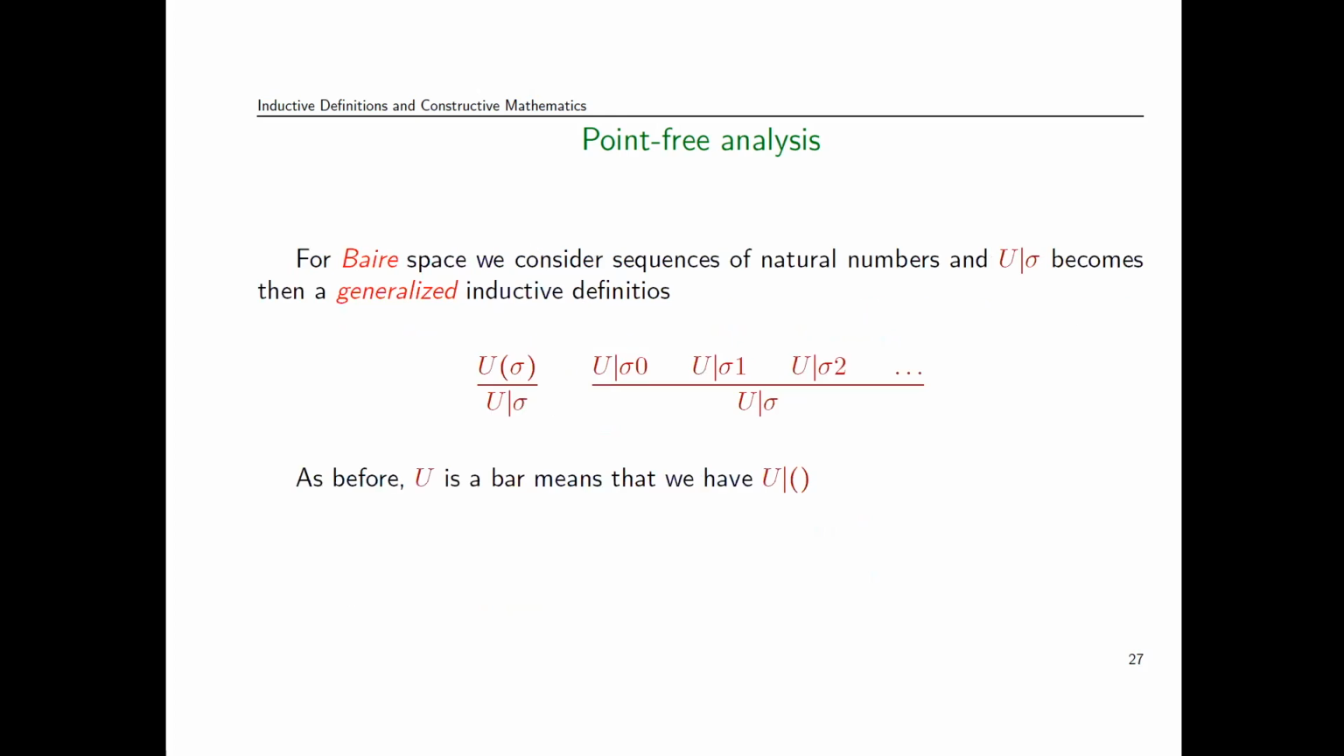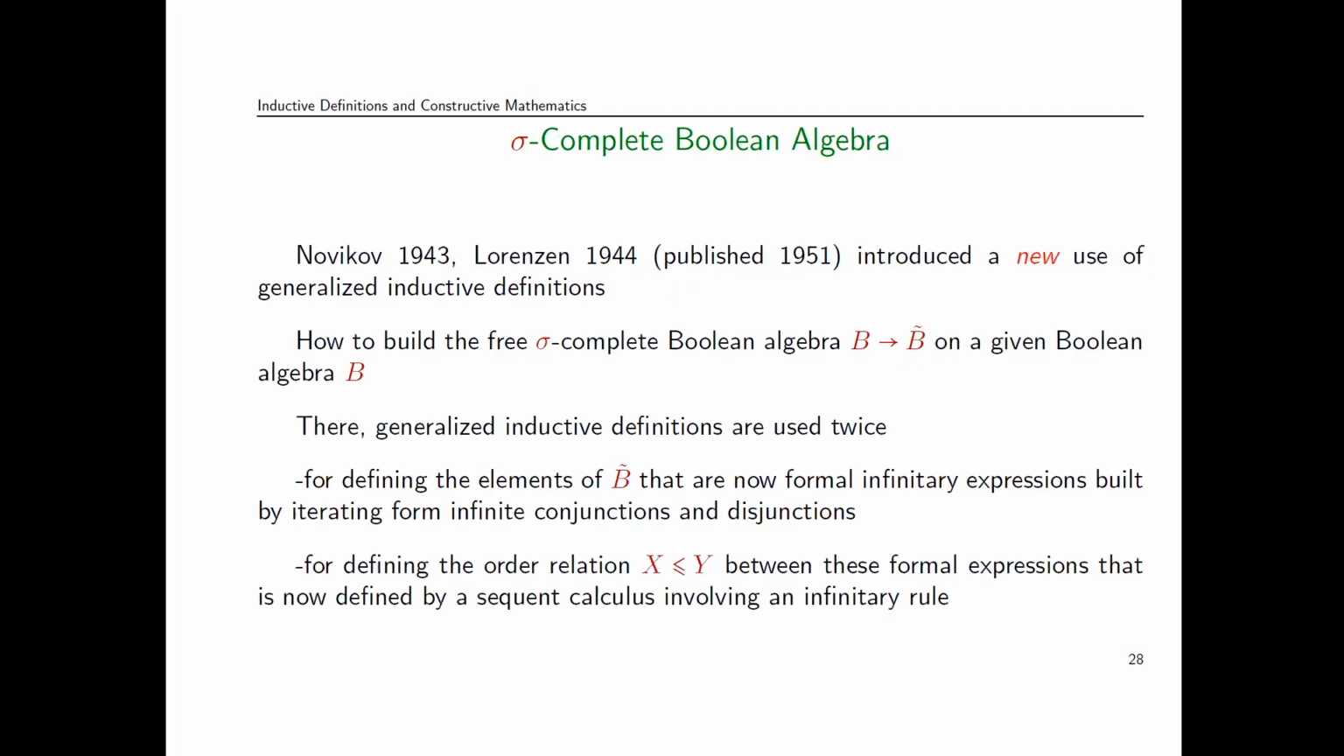And for Baire space, there we have generalized inductive definitions. So the definition of being a bar now is this infinitary definition. So now you have a tree. The proof of U bar sigma is a tree, but which may be countably branching. So that was the use of generalized inductive definition in constructive mathematics.